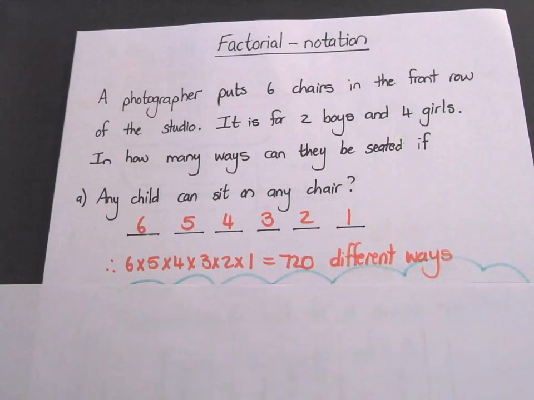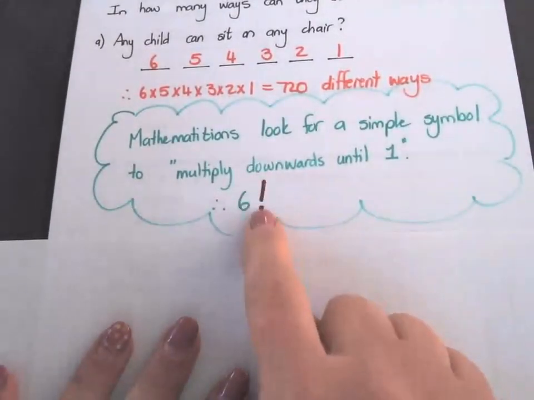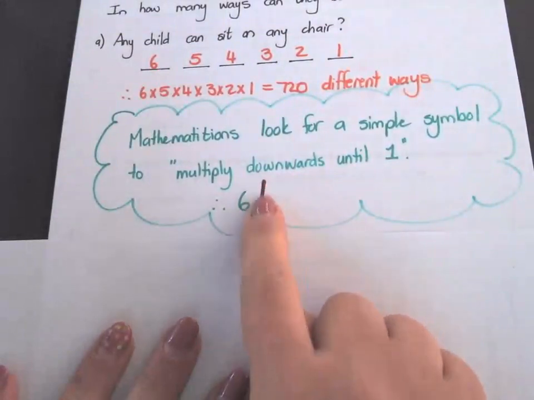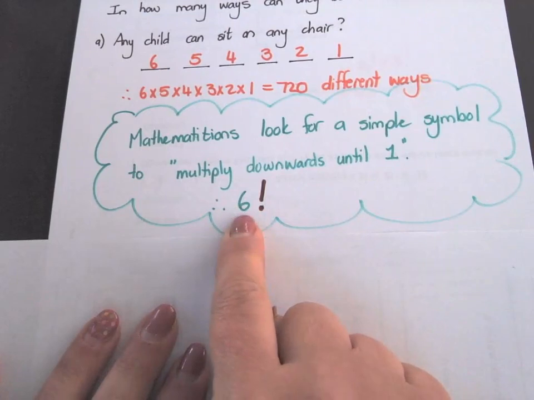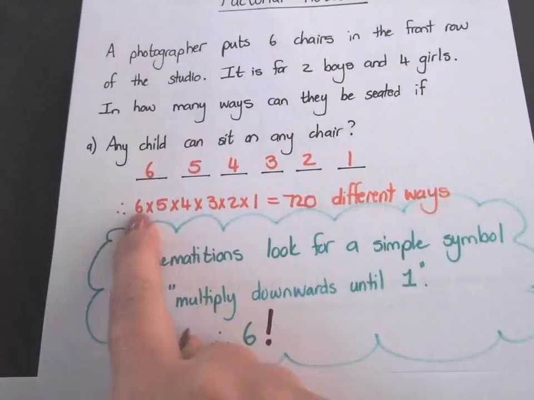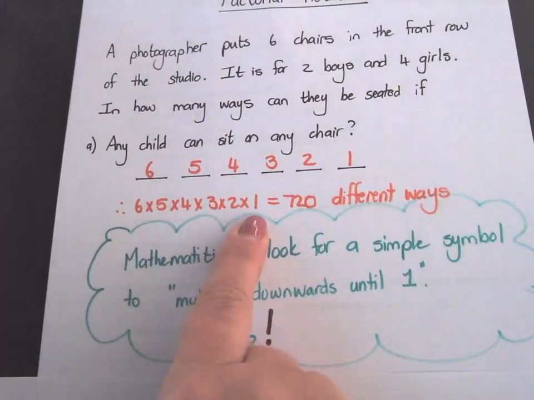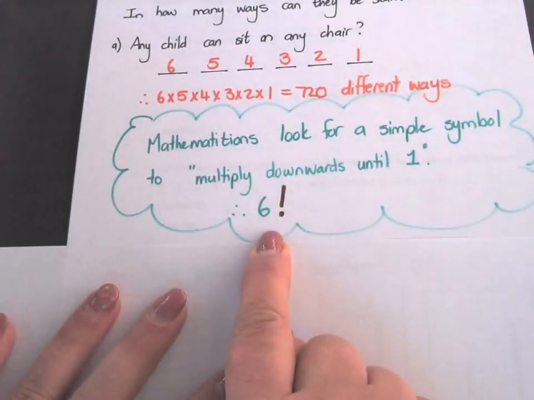But the mathematicians always look for a symbol to represent a long thing. So they came up with factorial notation, an exclamation mark. That means that we start at 6 and we multiply downwards to 1. 6, 5, 4, 3, 2, 1, all multiplied. That's the same as 6 factorial.